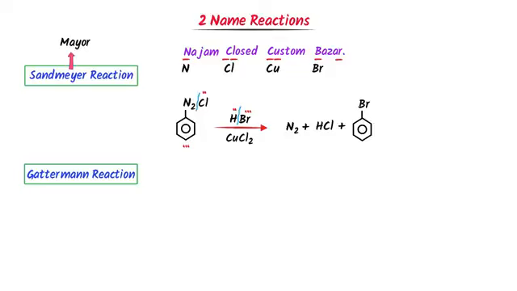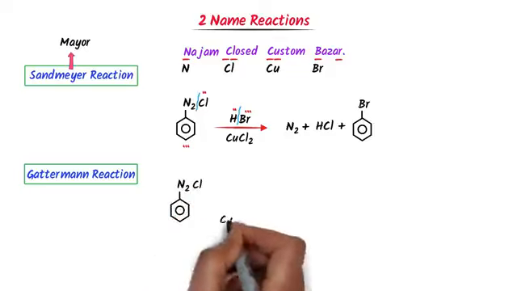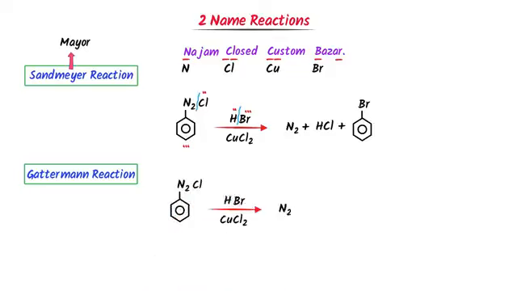What about Gattermann reaction? Well, I rewrite the Sandmeyer reaction. Now listen carefully. I cut only copper chloride and replace it with copper powder. Let me repeat it. I cut only copper chloride and replace it with copper powder. I get Gattermann reaction. So this is the Gattermann reaction. Thus, note down these two reactions.